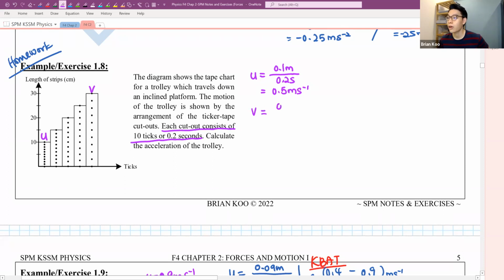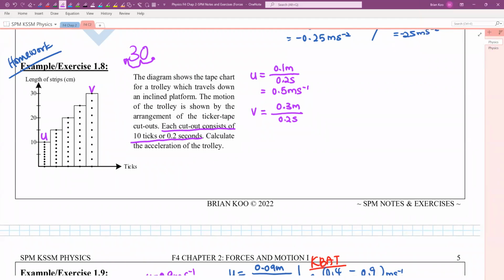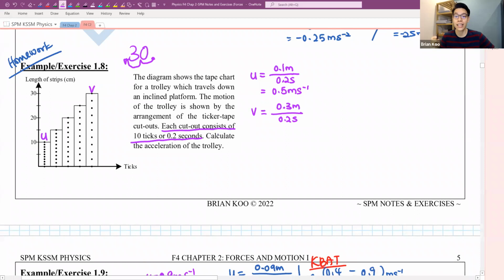And then V. V is 30 cm or 0.3 meters. Okay, 30 you divide by 100, 0.3 meters. Again, each strip is 0.2 seconds. Right? How come they can say ticks and seconds in the same sentence? Is because ticks memang refers to the time, right? So if I say one tick, that is the time for one tick. The time between two consecutive dots. If I say 10 ticks, then it's the time for 10 consecutive, the space between 10 consecutive dots, right?